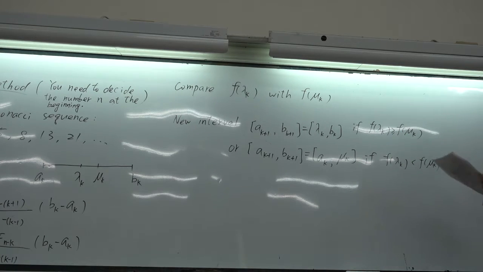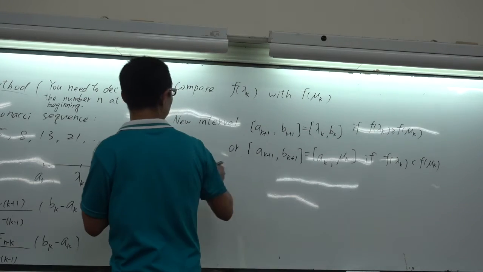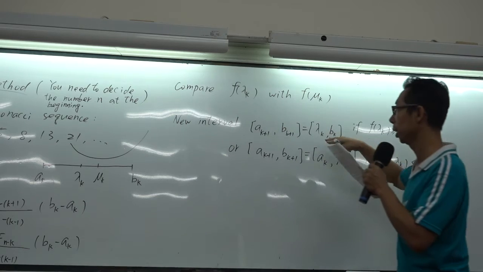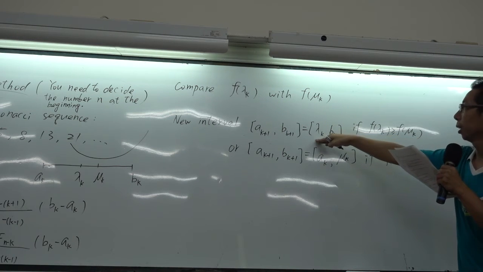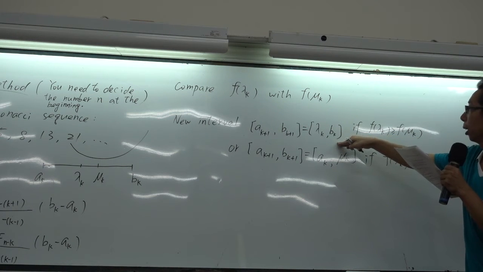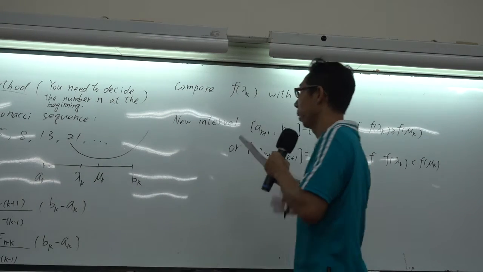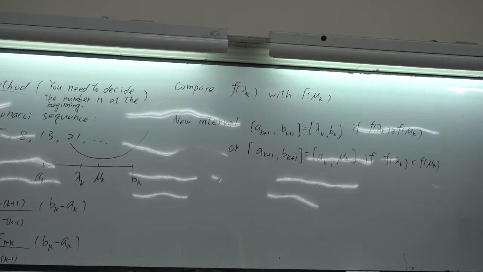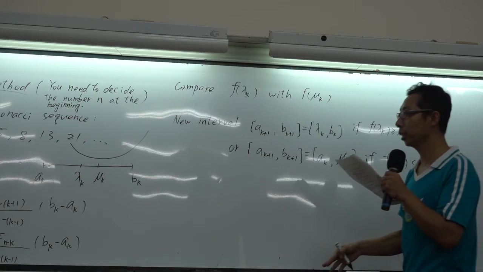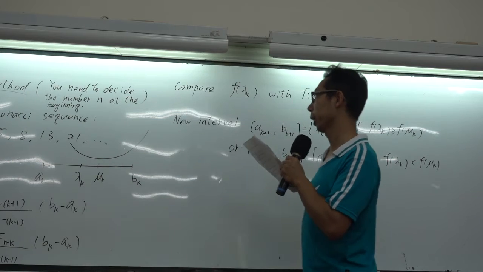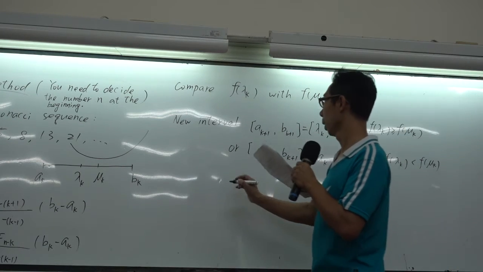So basically the two situations. If you want, I can show you. Let's say this is the first situation, that is, we keep the right side, if f of lambda k is larger than f of mu k. Or the second case is like this. But now let me show you that in either case, basically we still have the same kind of ratio for reducing the bracket.